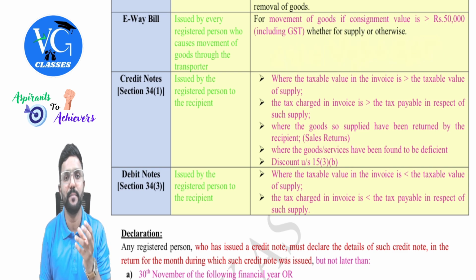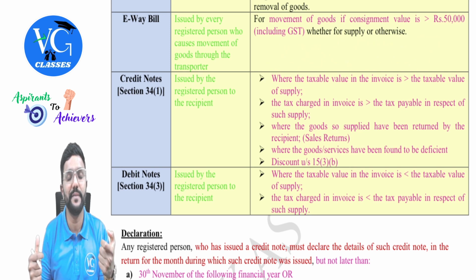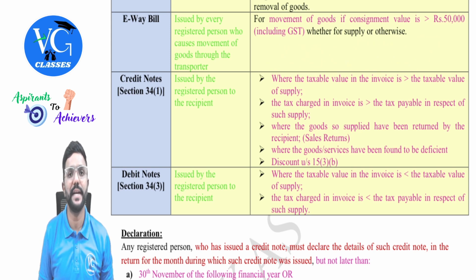Is that clear? So for example, assume value of supply is 48,000 plus GST is 6,000. Should we generate e-way bill? Yes, consignment value is 54,000. So we need to generate e-way bill.